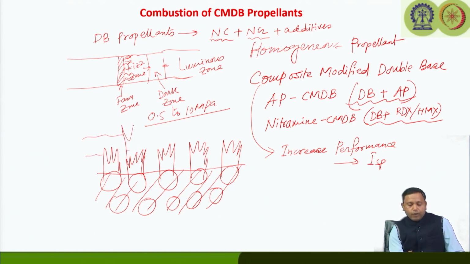So, the flame is going to interact with the species formed in the dark zone and is going to enhance the reactions. Okay. So, basically the oxidizer species diffused into some of the fuel species produced from the DB matrix, and it is going to enhance the burning of the fuel species, and which in turn is going to improve the performance.